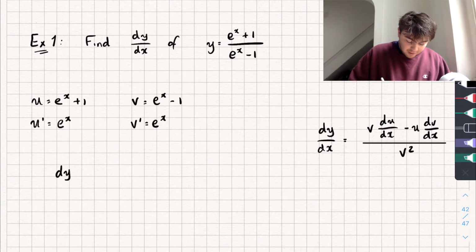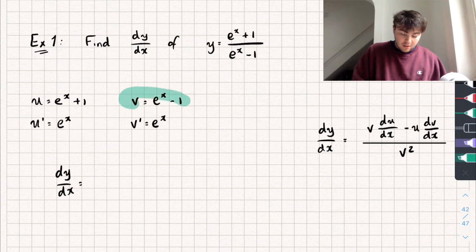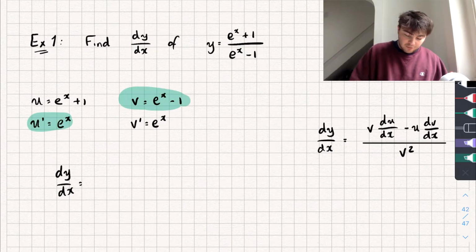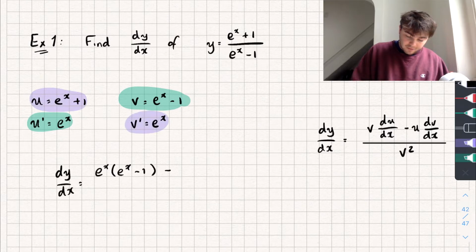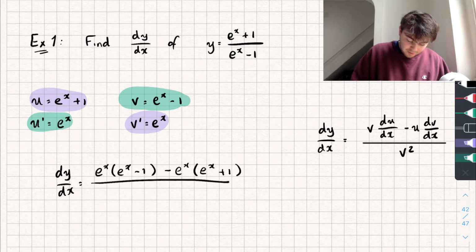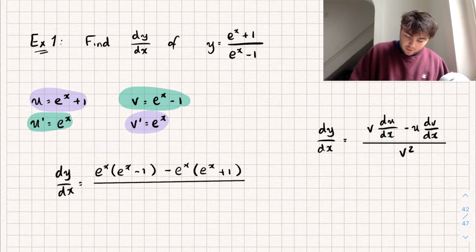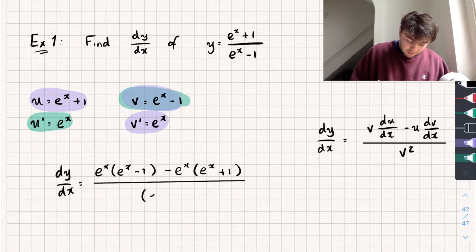So now we can calculate our dy by dx, and that's given to us by the function v, so this one here, multiplied by the derivative of u. So that's going to be e to the x multiplied by e to the x minus 1. And then we're going to subtract from that the function u multiplied by the derivative of v. So that's going to be subtract e to the x multiplied by e to the x plus 1. And then we divide all of that by the function v squared. So that is this one here, squared. So that's going to be e to the x minus 1 all squared.